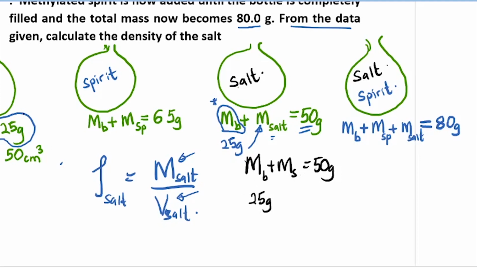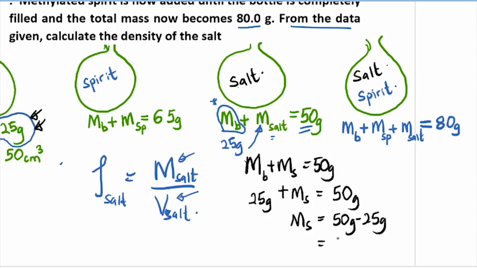How are we able to know that? We're able to know that from this information here. At the beginning, when the bottle was empty, they told us the mass was 25 grams. So 25 plus the mass of the salt is equal to 50 grams when the two are added. When we make the mass of the salt the subject of the formula, it's going to be 50 grams minus 25 grams, and we shall end up with 25 grams. So as far as the mass of the salt is concerned, it has already been sorted. The mass of the salt is 25 grams.